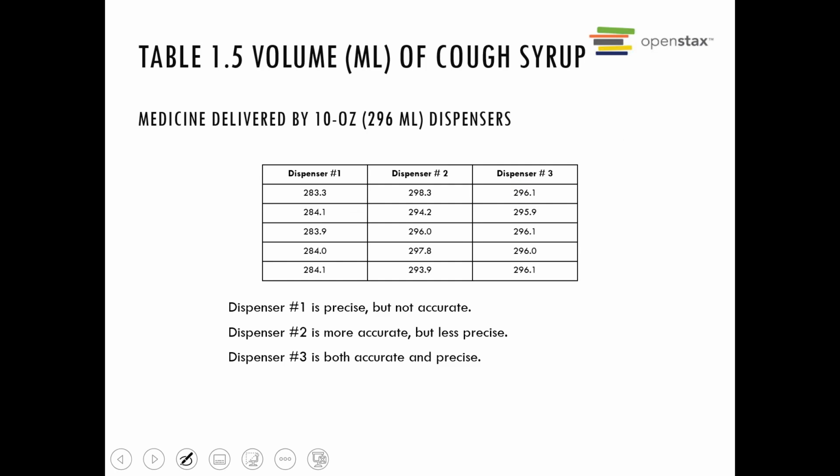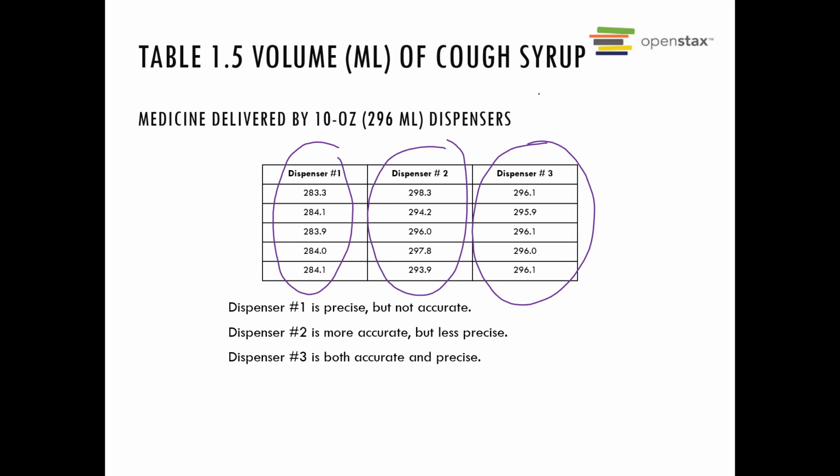So if we were to look at these three sets of measurements from these dispensers, I want to look at number 1. We can see that they are precise because look, these are all 283, 284, 283, 284, 284. They're all very close to one another. So I would say that they are precise. But we know that our dispensers are 296 milliliters. So are we anywhere near the bullseye, the 296? I would say no. So we're not accurate.